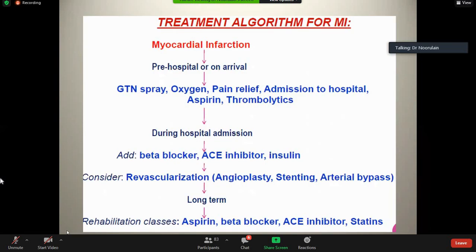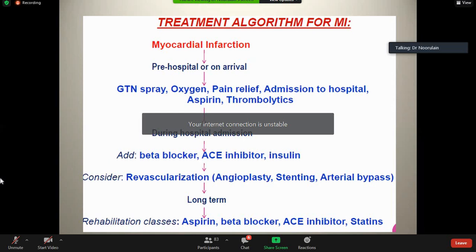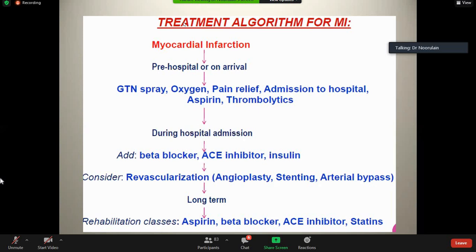What is the treatment? Treatment if myocardial infarction is suspected in hospital or on arrival: you can give the GTN spray, oxygen, pain relief, then admission to the hospital. And here you can start the aspirin. During hospital admission, you can add the beta blocker, ACE inhibitor, and consider revascularization like angioplasty, stenting, arterial bypass. And in the long term, you put the patient on aspirin, beta blocker, and ACE inhibitor.